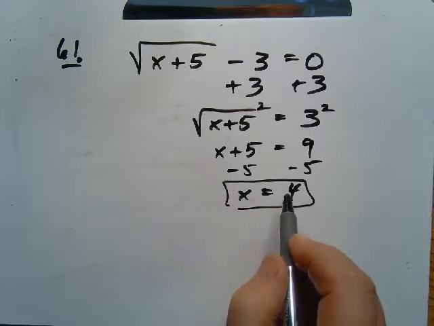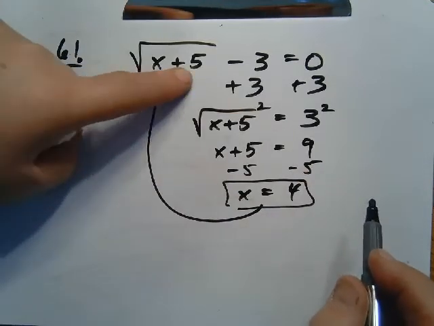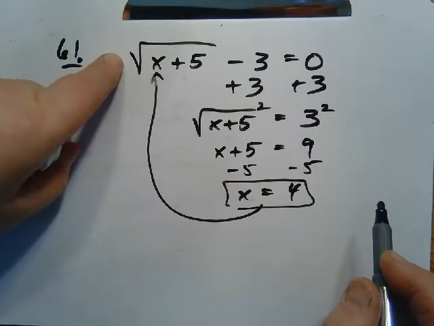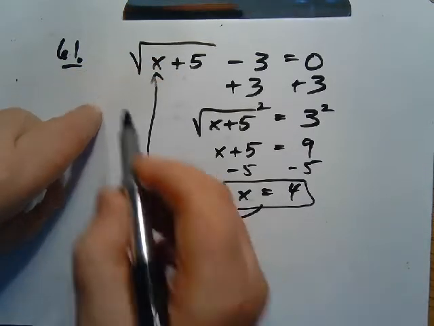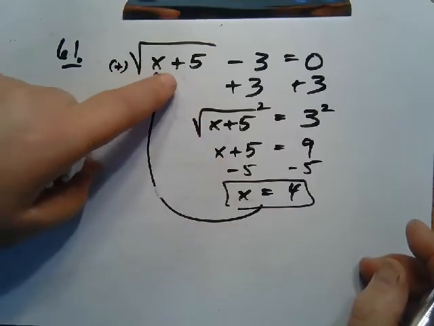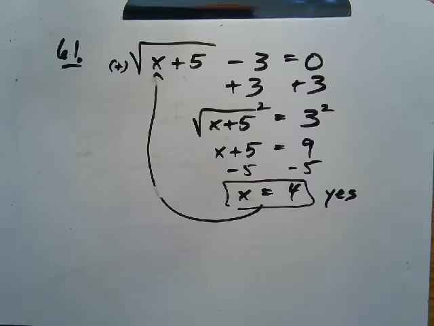Now since I've squared both sides, I need to check that back in the original problem. 4 plus 5 is 9, the square root of 9. Now this is asking for the principal square root, remember. There's no sign out here, so you just have to assume it's positive only. Square root of 9 is 3, 3 minus 3 is 0. Yes, this one works.